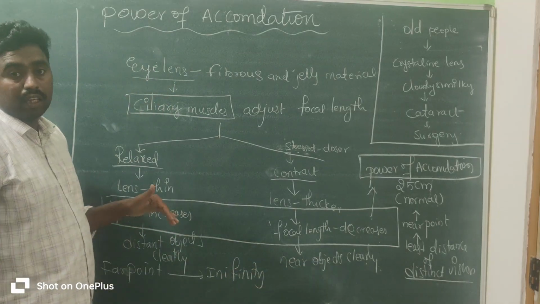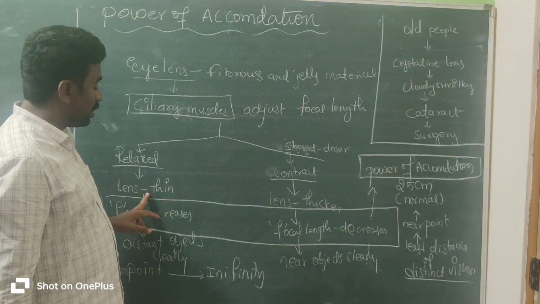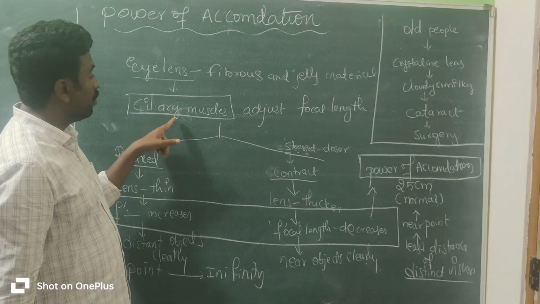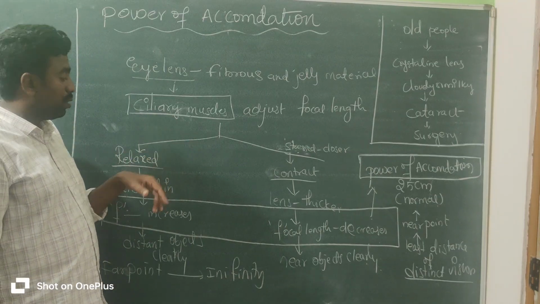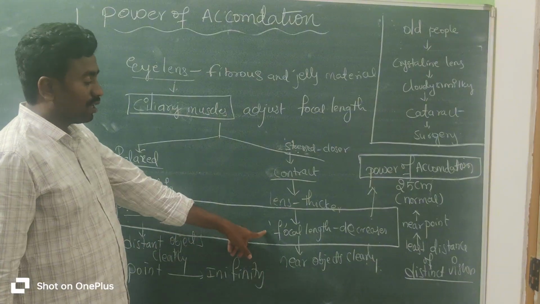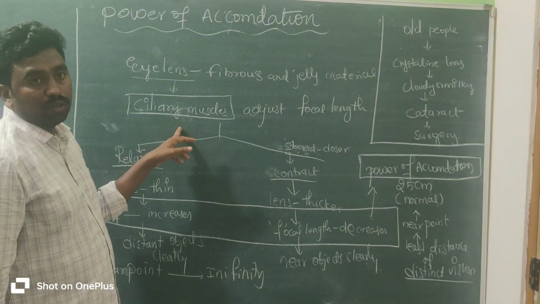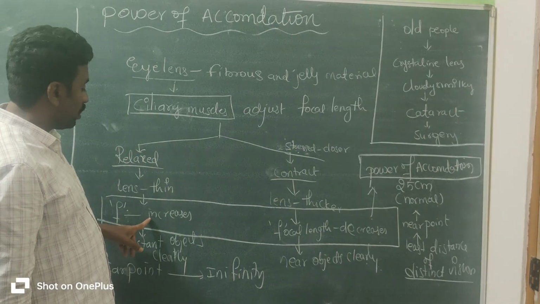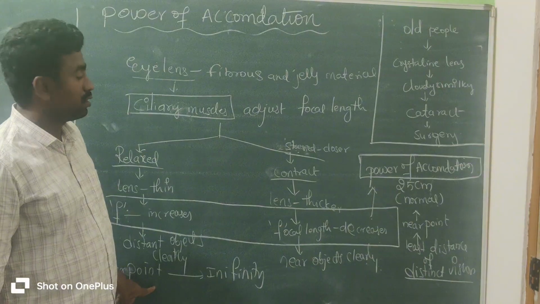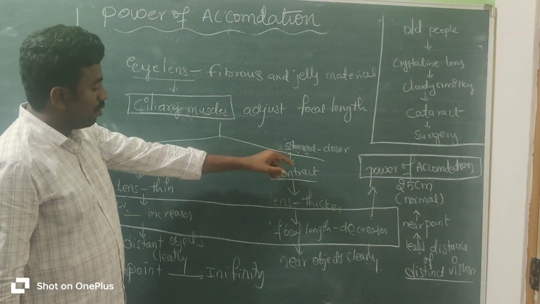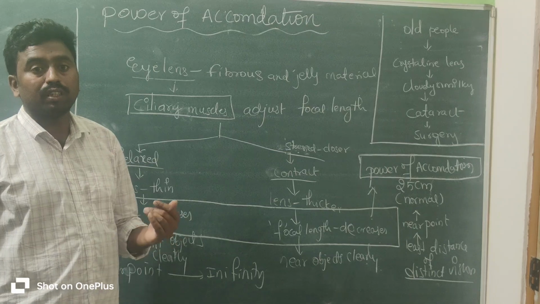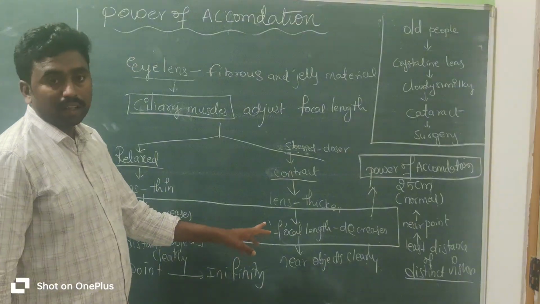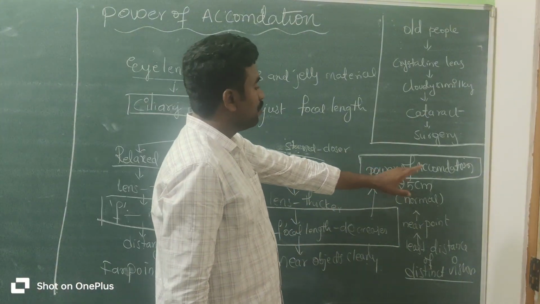So focal length is increasing or decreasing when the lens is thin or thick, that is, when ciliary muscles are relaxed or stressed. This is very important. When ciliary muscles are relaxed, focal length increases, and we can see far objects. When ciliary muscles are stressed, focal length decreases, and we can see near objects. This adjustment of focal length, increasing and decreasing, we call the power of accommodation.